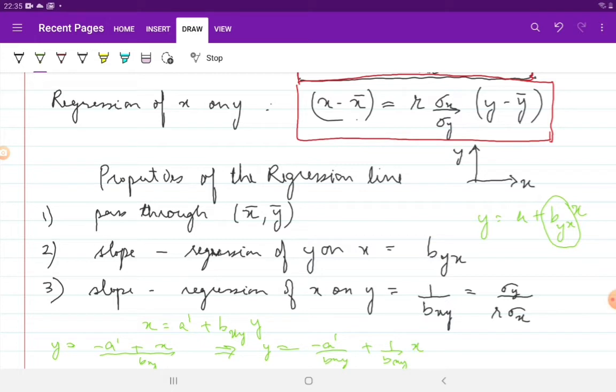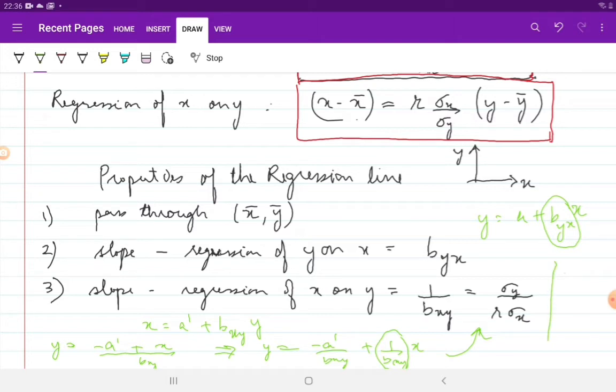So in this case your coefficient of x is 1 by bxy, which is why I have written this in this manner. Okay, now I have to express it in this form because I'm plotting all the x values on the horizontal axis and all the y values on the vertical axis. I suggest that you try and plot two related lines on the same graph to convince yourself.